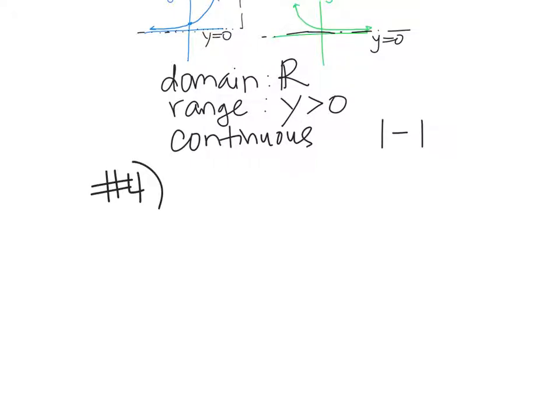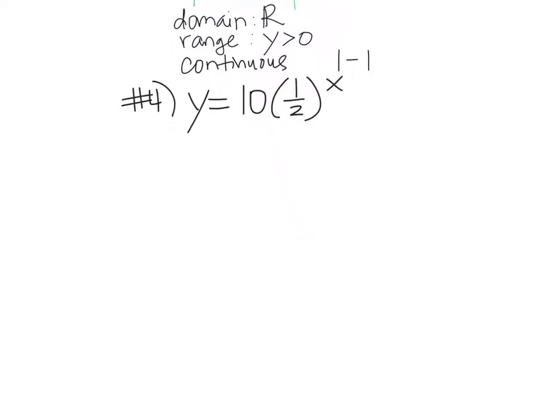All right, here we go. We're going to have the function y equals 10 times 1/2 to the x. We're going to do a bunch of stuff, quite a few. First thing we're going to do is say whether this is growth or decay. We'll circle one of those. We will also find the domain and the range.